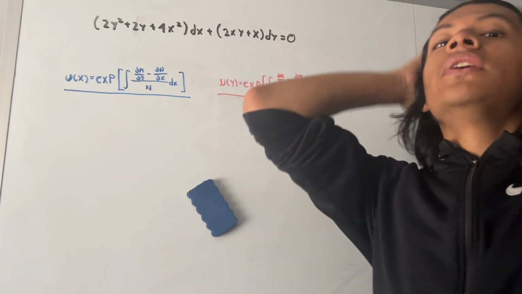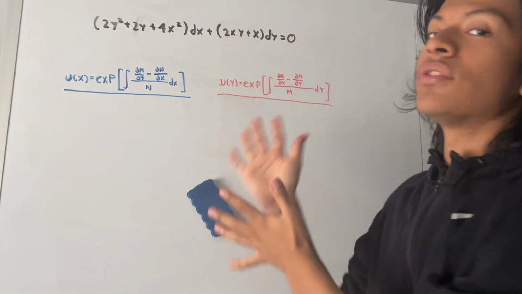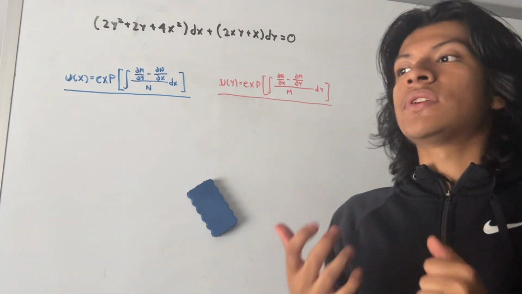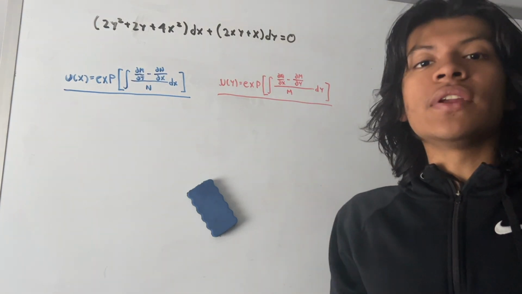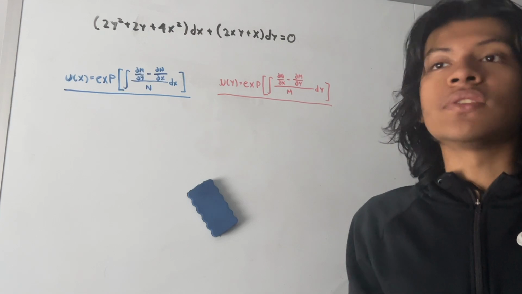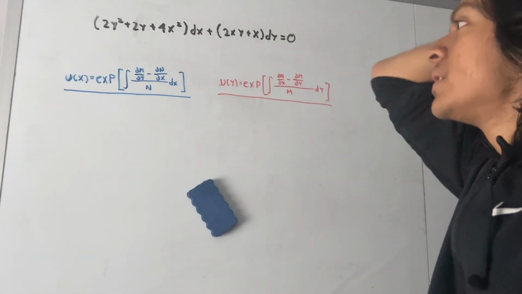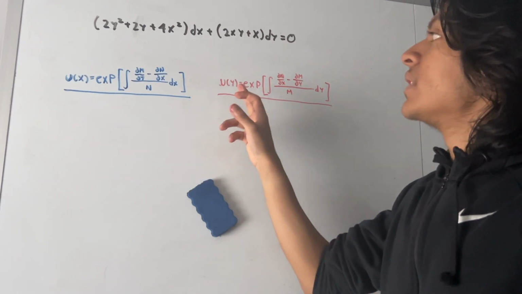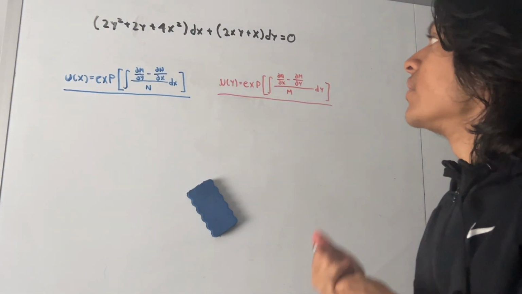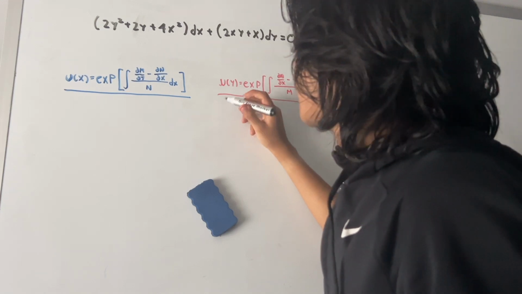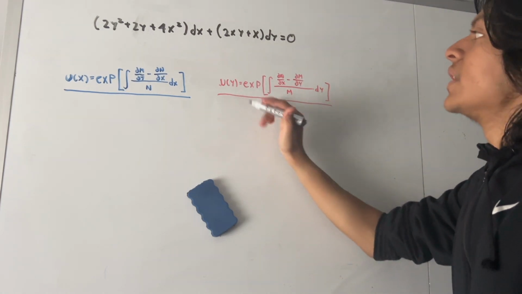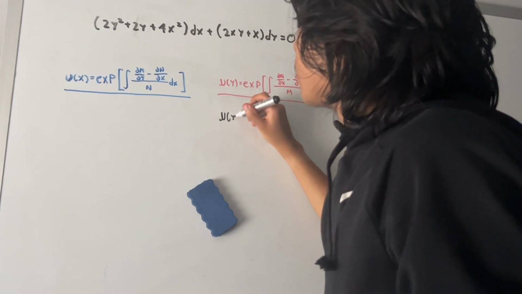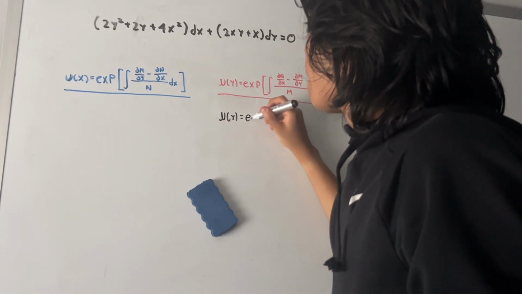Okay, so here we have another differential equation. And for this problem, we're just gonna solve for the integrating factor, because as soon as you get the integrating factor, you're able to solve for a solution for this differential equation. So first, let's just assume u is a function of y. So we have u of y is gonna be e to the power of this integral.